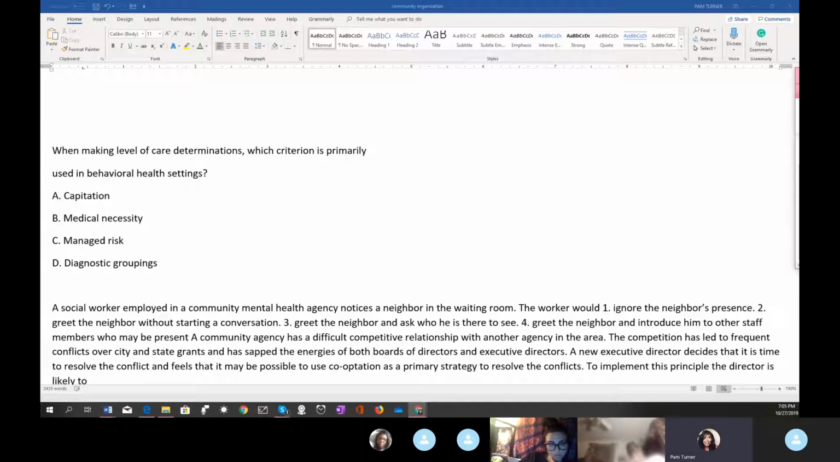So is it capitation, medical necessity, managed risk, or diagnostic groupings? I see a B. You got it, medical necessity. That's it exactly. And that's difficult many times. If you've ever worked with the insurance company or been in private practice and you're trying to suggest this, the HMO, the insurance company, is going to go with the least restrictive possible. But it is a medical necessity.